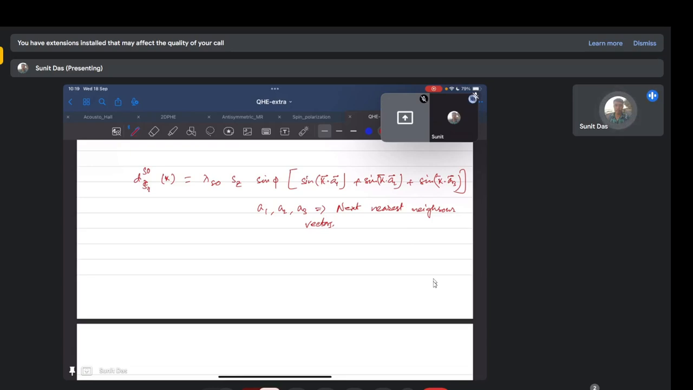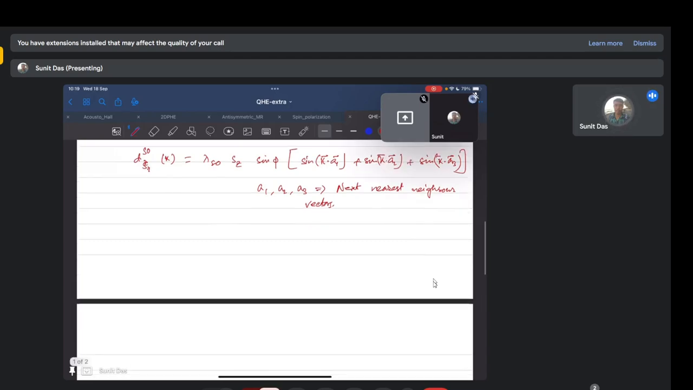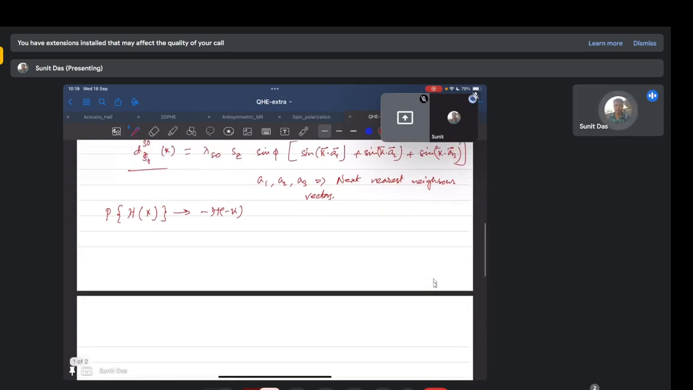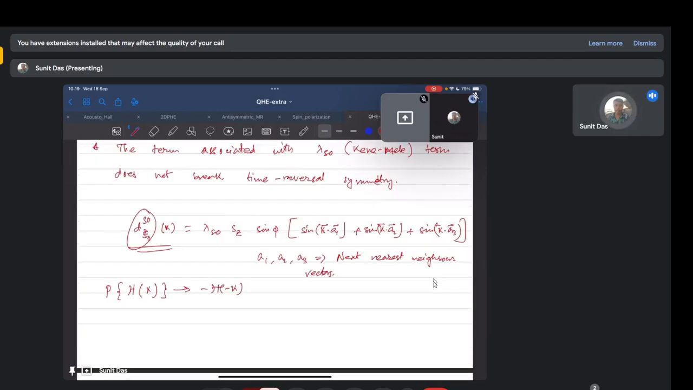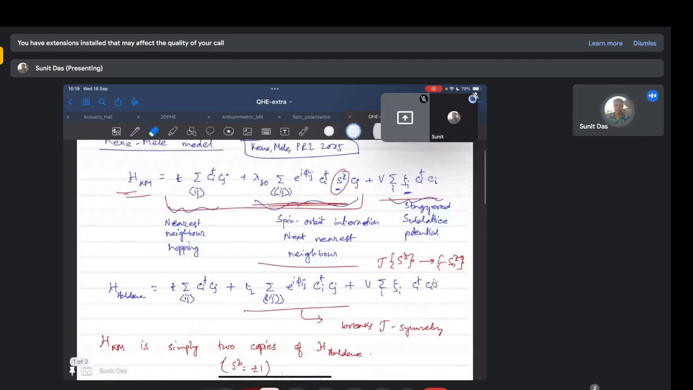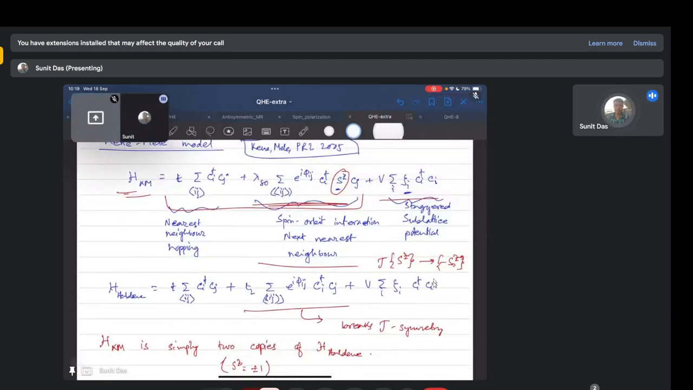So how can we see this term remains intact under, let's say, P symmetry or parity symmetry? Because under P symmetry, where P is the parity symmetry or inversion operator, the Hamiltonian as a function of k should go to minus H of minus k. Okay, so that's the definition of P symmetry for a Hamiltonian in k space. So if you see this term, it is nothing but, when you write this, let me use a different color.